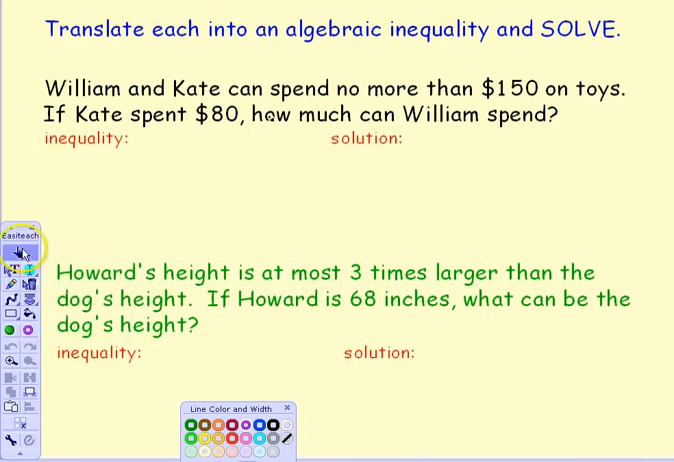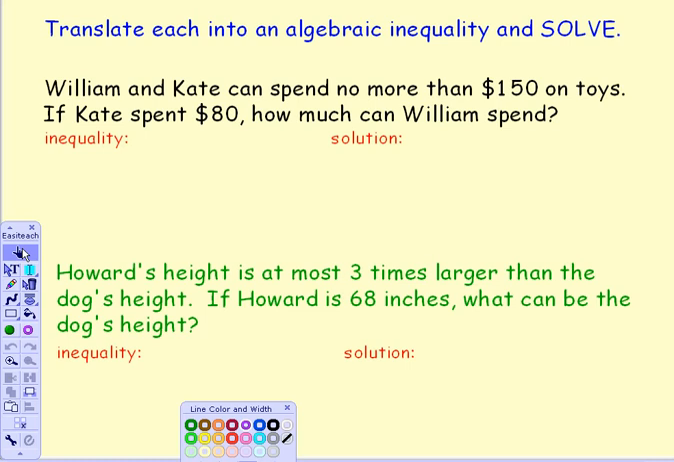Our next set, two more examples. Here we've got some translating each sentence or situation into an algebraic inequality. That's just what we were doing on the last one. And then we're also going to be solving these, so these have one more step to the inequality. Okay, so take a minute to copy these down and then I'll go through them.